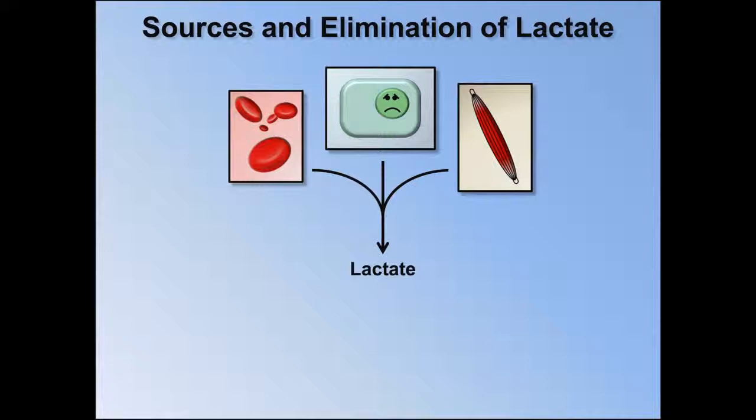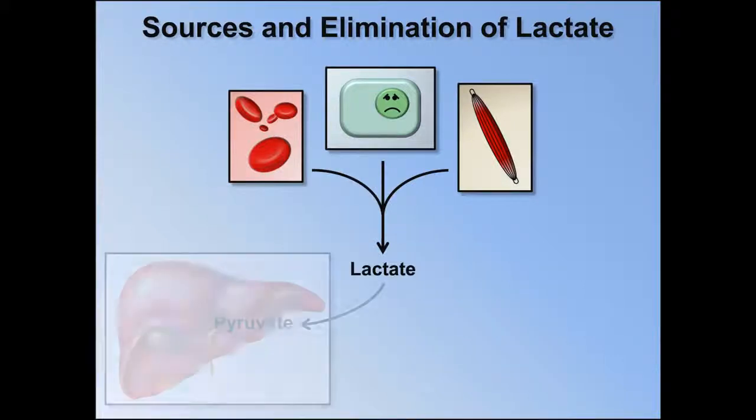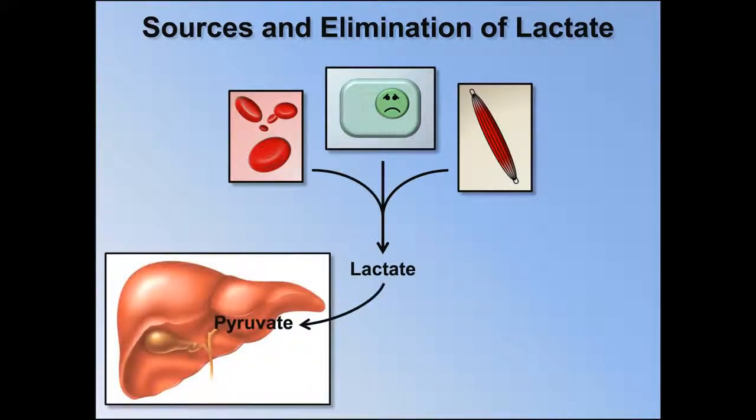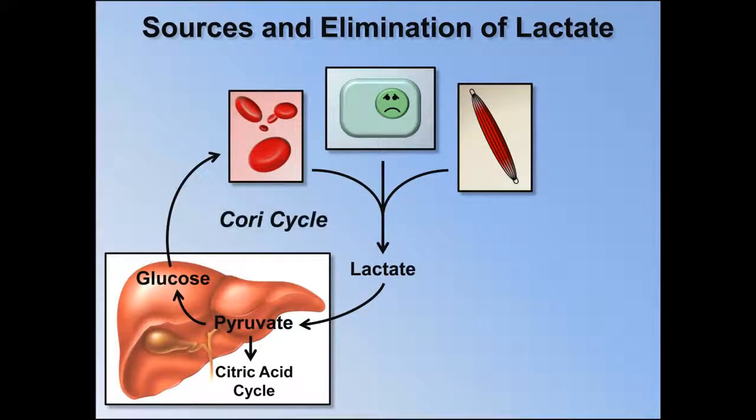Now once lactate is formed, what happens to it? Most will travel to the liver, where it will be reconverted back into pyruvate. Some pyruvate will then enter the citric acid cycle, while some will enter the process of gluconeogenesis and be transformed back into glucose, at which point it will re-enter the systemic circulation. This is known as the Cori cycle.